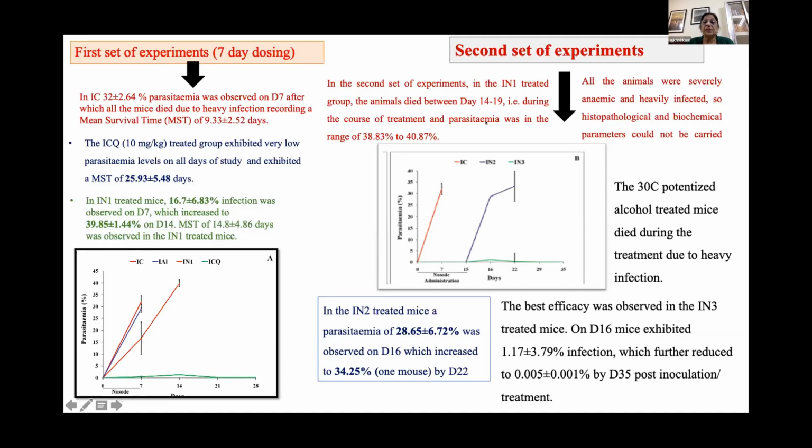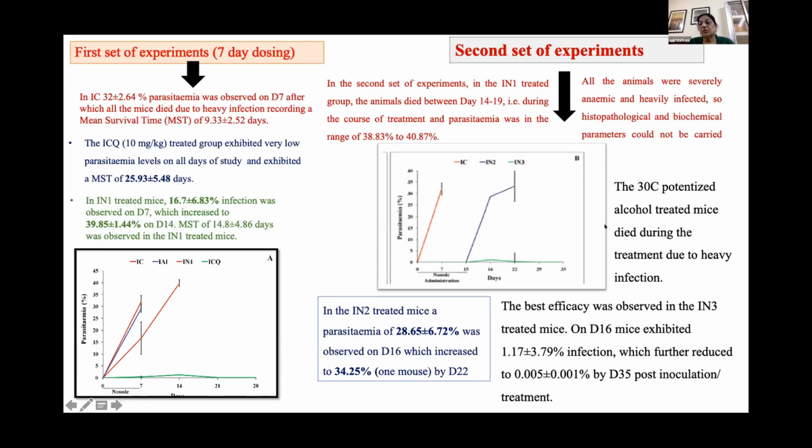So in the second set of experiments, again, we treated these animals, and in the N1 treated, the animals died between 14 and 19 days with a parasitemia of 38 and 40%. Now, when they were treated with the N2 nosode, parasitemia was 28% by day 16, but then it increased to 34.25% in one of the animals.